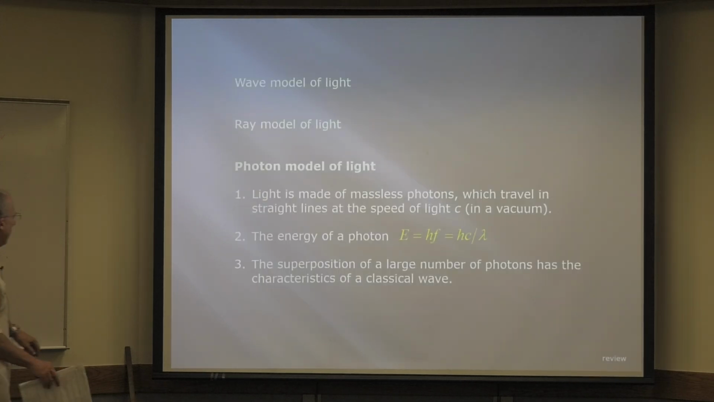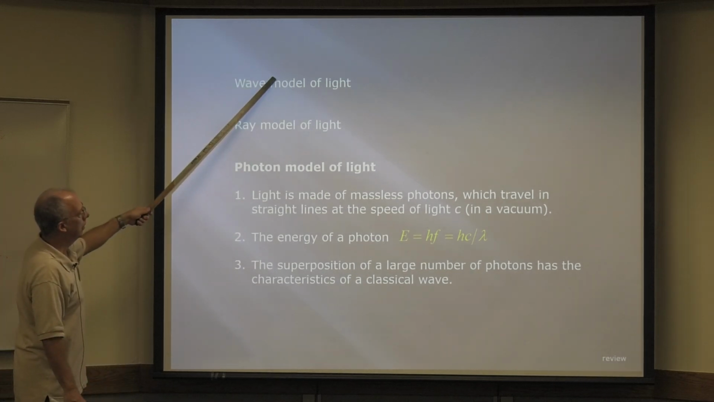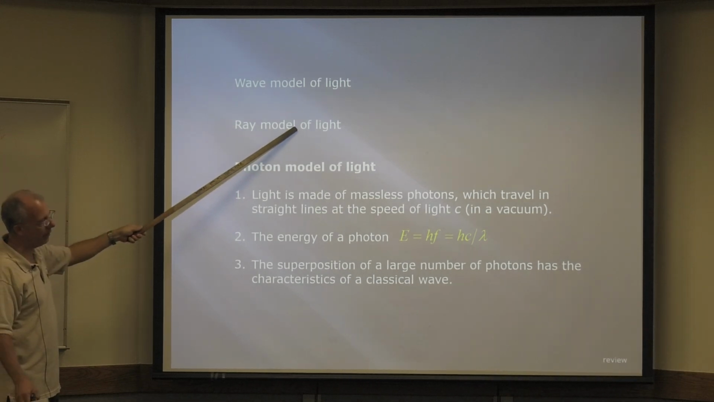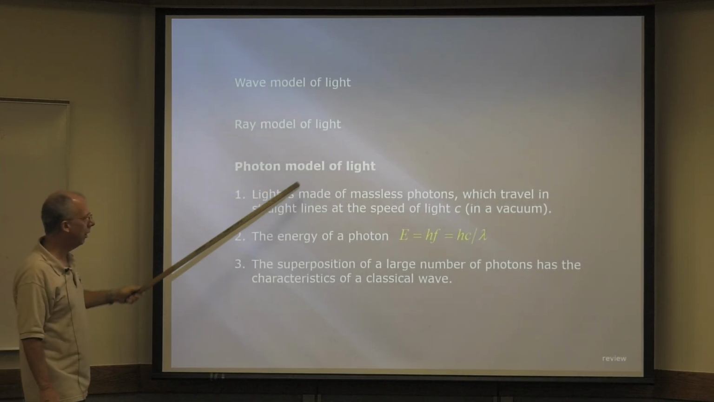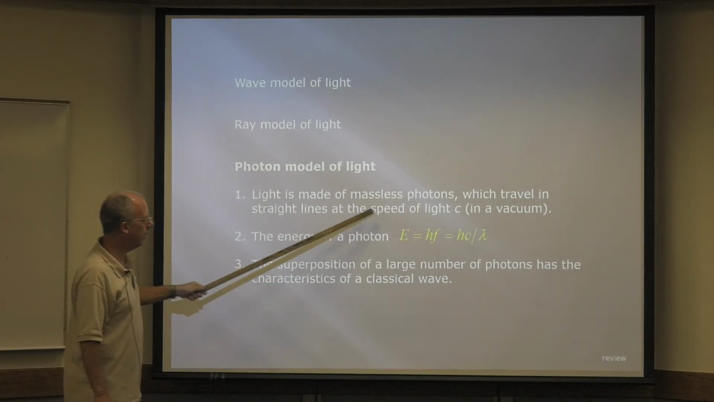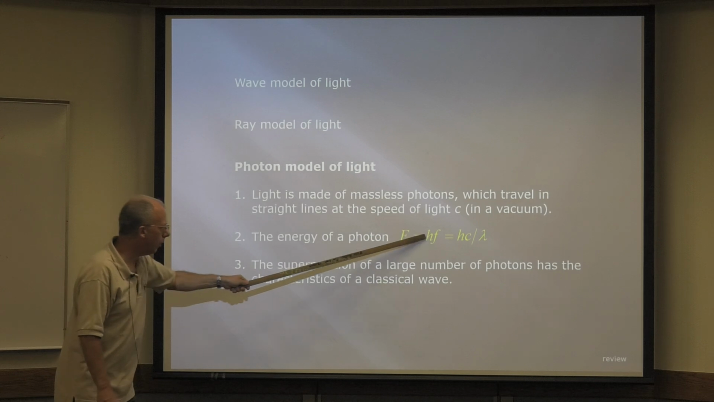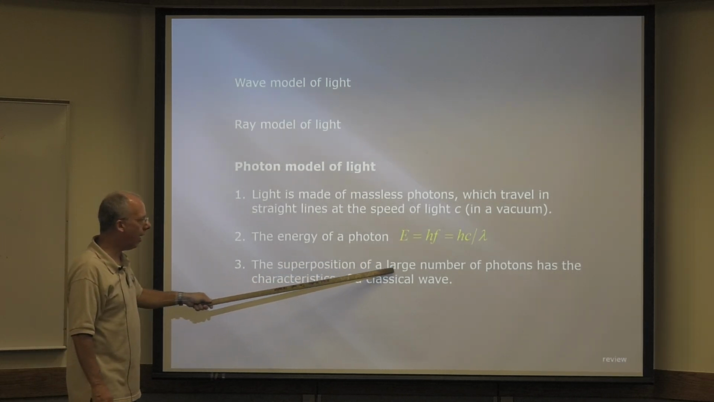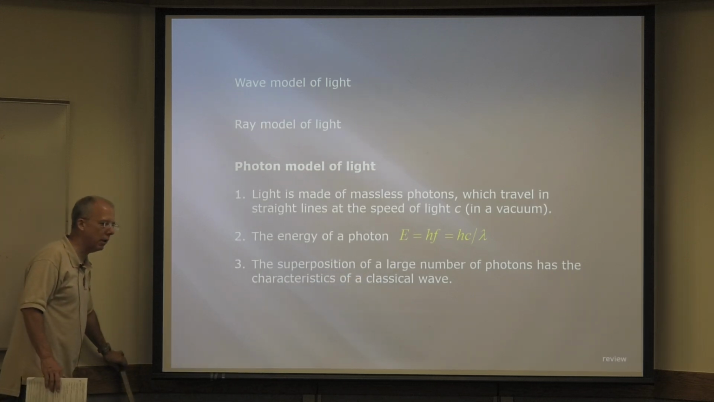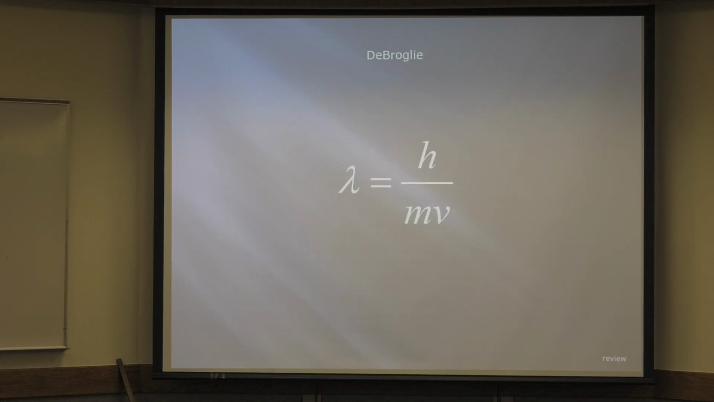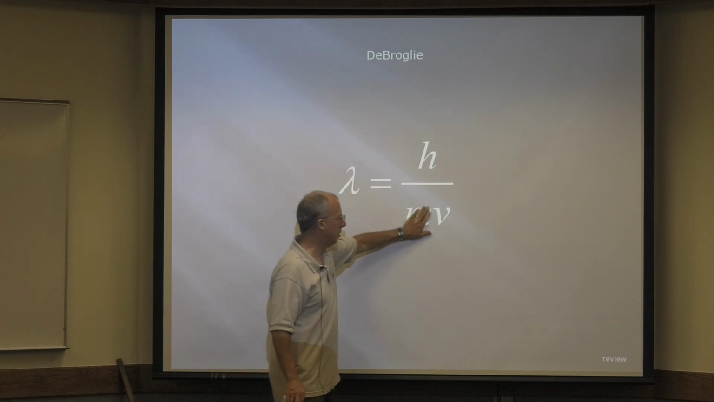So here we have the wave model of light. We talked about that with interference and diffraction, the ray model with lenses and mirrors, and now we have the photon model. Light is made out of massless photons, travel in straight lines, speed of light. Here's the energy of a photon. The superposition of a large number of photons has the characteristic of a classical wave. Crazy.